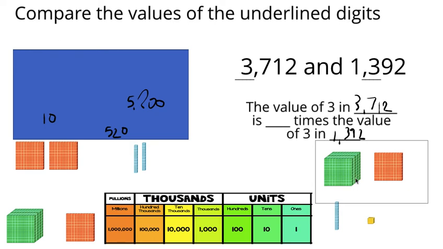Okay, so how many of these flats make a cube? Well, the answer to that is 10. So we're hopping from one place value to the next. So how many times larger is it? It is 10 times the value.